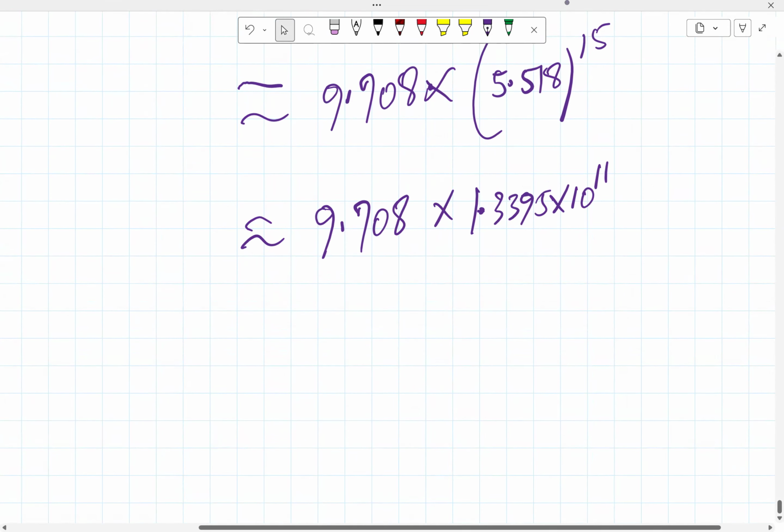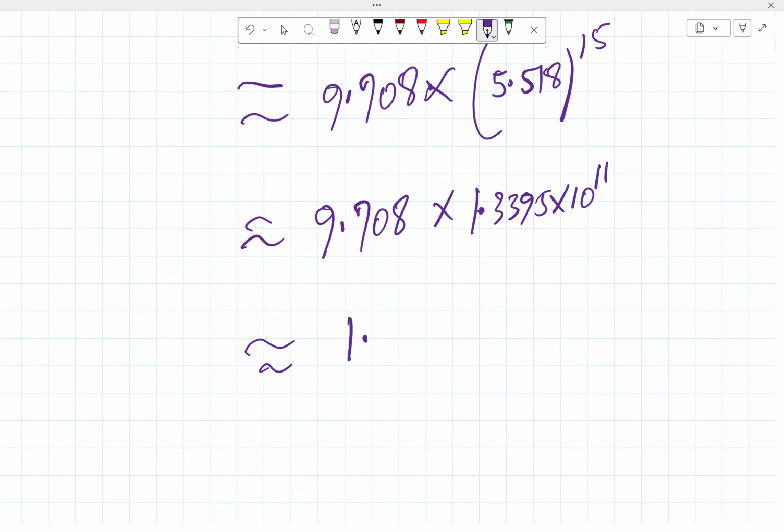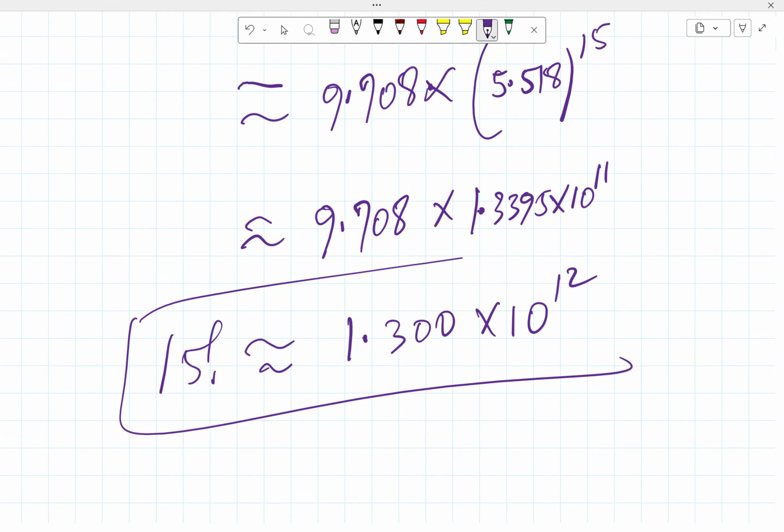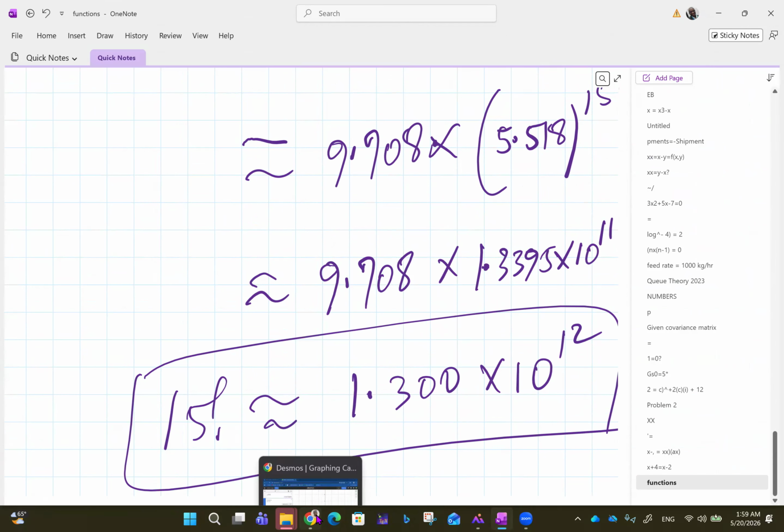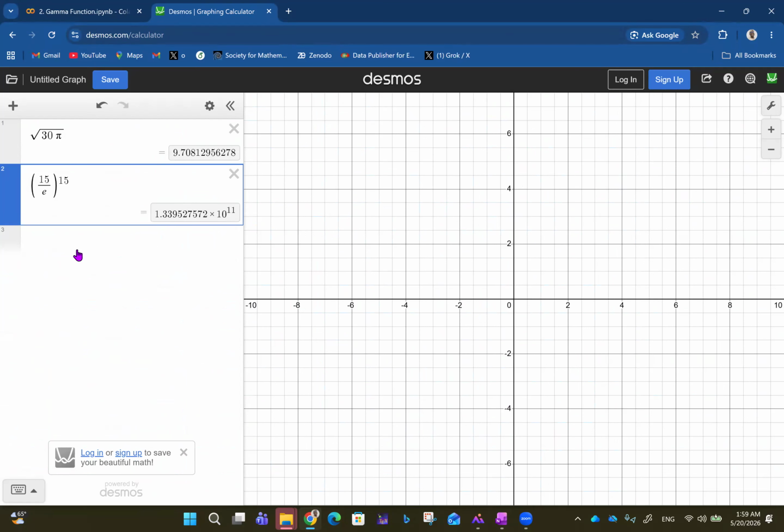So at the end of the day, we multiply everything out. We have 15 factorial is approximately 1.300 times 10 raised to power 12. So that's what that is. But what's the real thing? We can just punch that straight in and see 15 factorial. That's 1.307 and so on, times 10 raised to power 12. So that's pretty close.